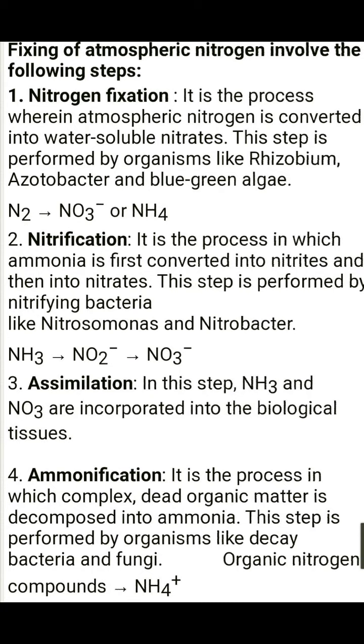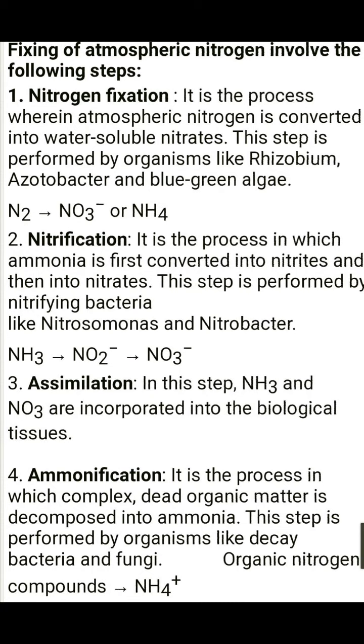The second step is nitrification. Nitrification is the process in which ammonia is first converted into nitrites and then into nitrates. So ammonia gets converted into nitrites and then into nitrates with the help of the bacteria Nitrosomonas and Nitrobacter. We have written over here NH3 is the formula of ammonia. Ammonia gets converted into nitrite, NO2-, then it is converted into nitrate, which is NO3-.